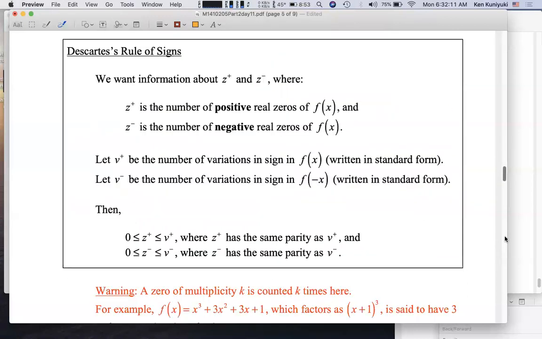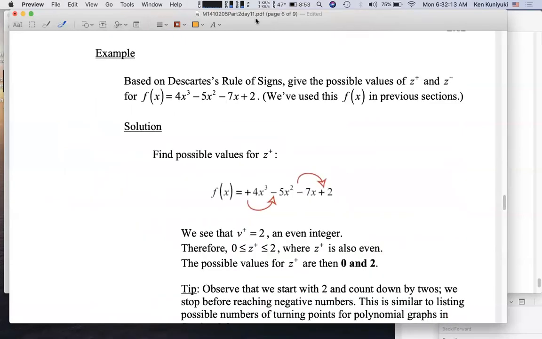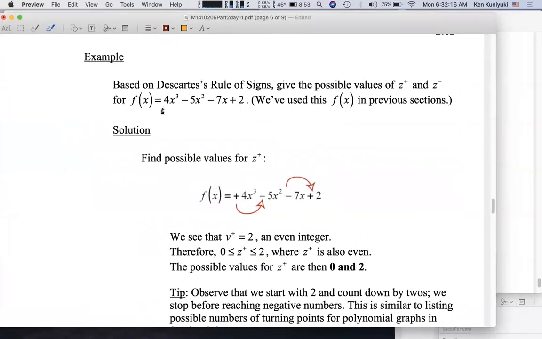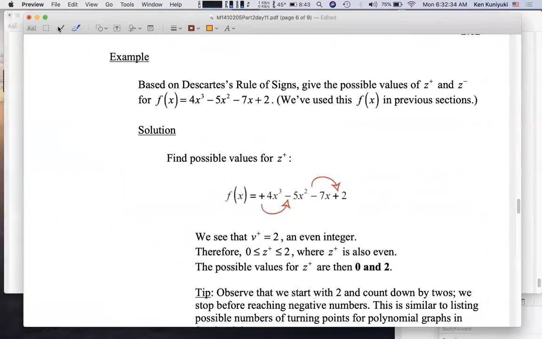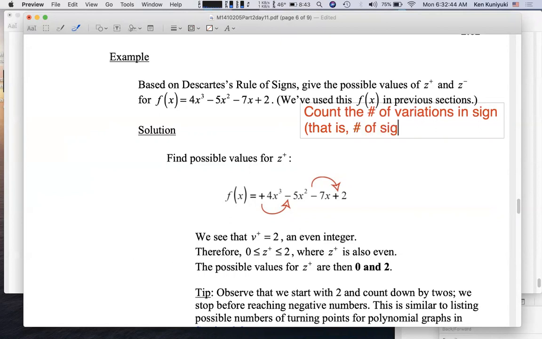Let's go straight to our old example. F of x equals 4x cubed minus 5x squared minus 7x plus 2, our old friend. Now, what if we wanted to apply Descartes' rule of signs? What if we didn't know the zeros already? What if we wanted to apply this rule? First of all, we'd want to count the number of variations in sign, the number of sign flips in this descending powers form.